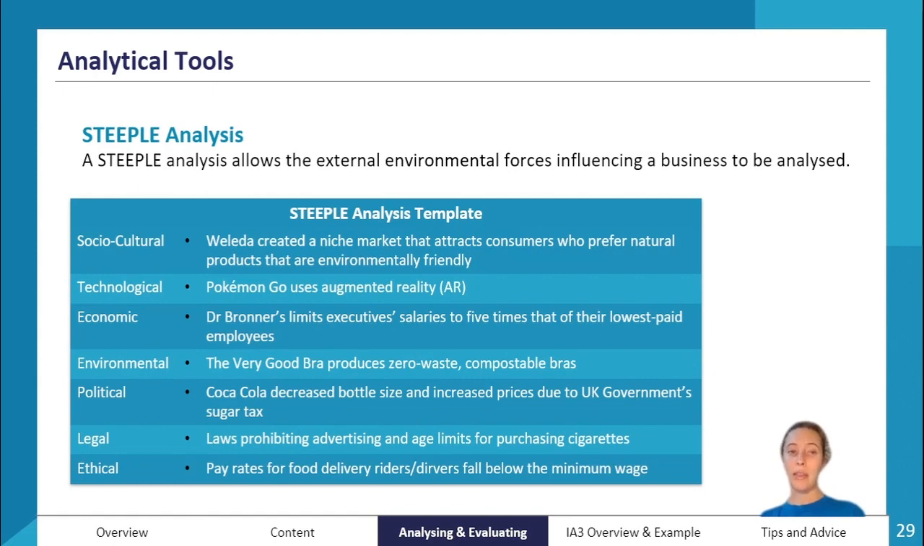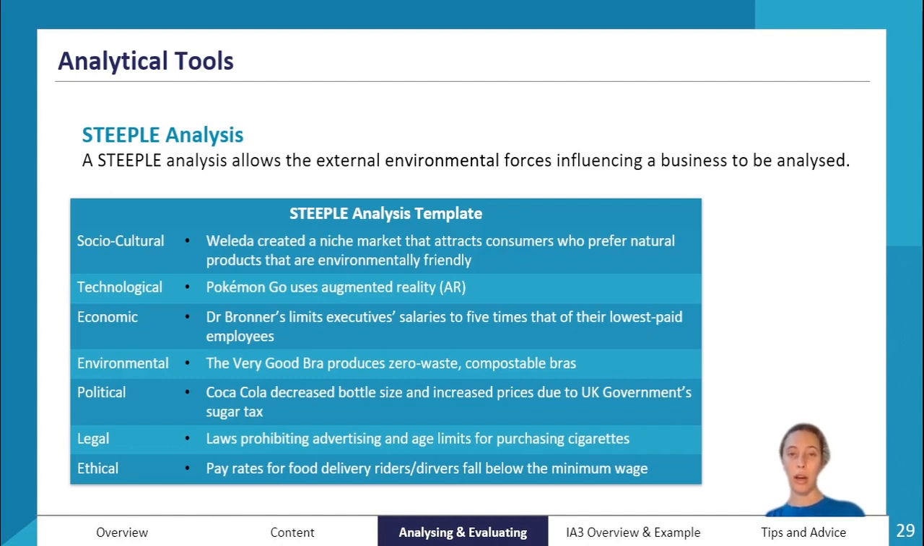Now let's have a look at the STEEPLE analysis. This is building on that SWOT analysis because usually it allows us to go into more depth and pick apart things into these different categories. So this is about external environmental forces that influence a business, and we're able to analyze that using this template. So here we've got examples for each of the different categories to get you thinking.